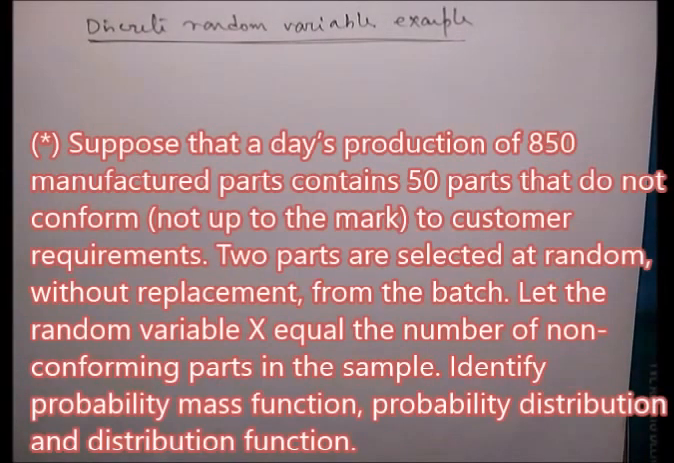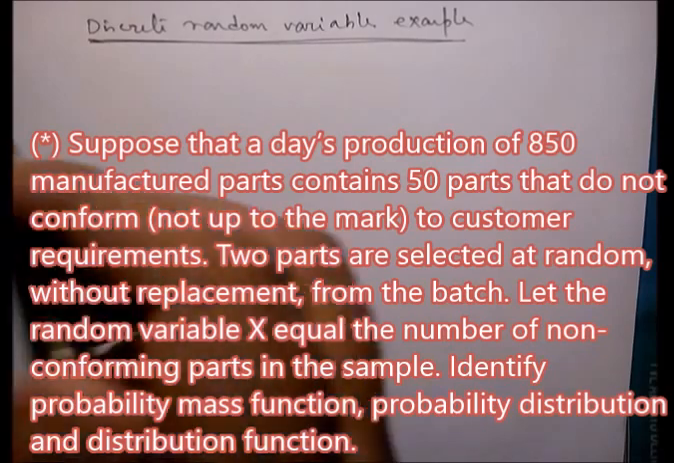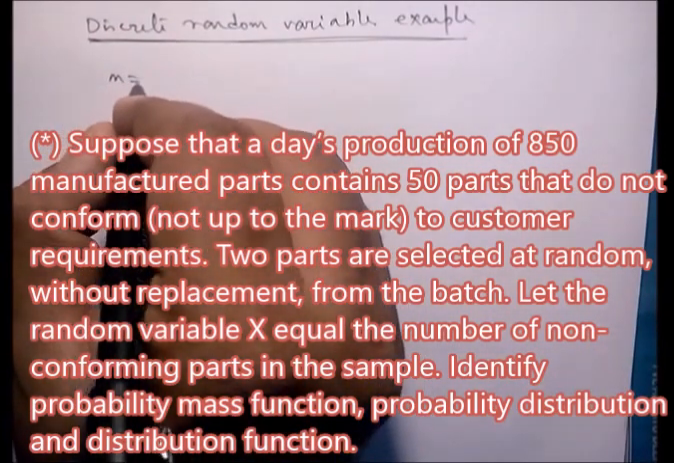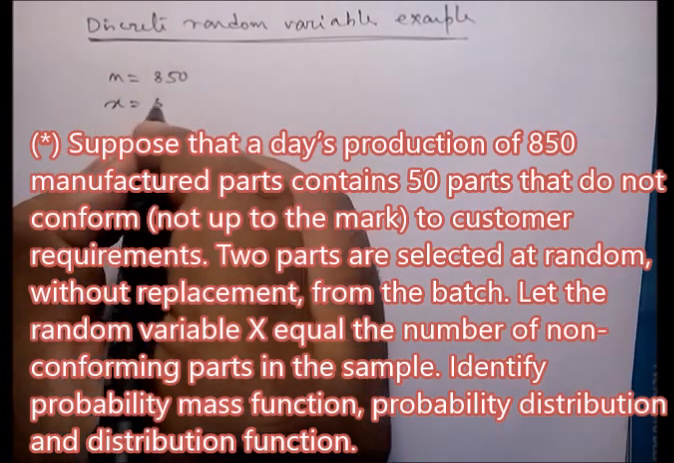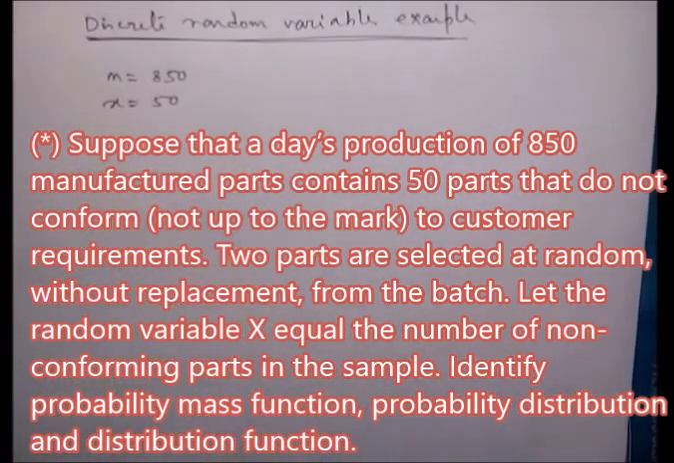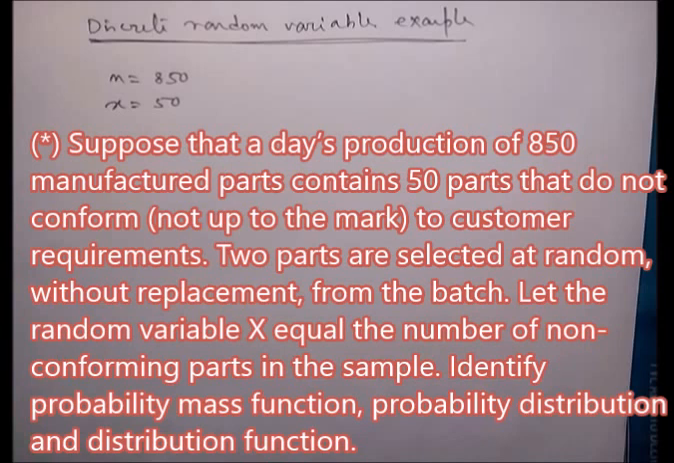Okay, next problem. Suppose that our day's production of 850 manufactured parts contains 50 parts that do not conform to customers' requirement. So N is equal to 850 parts. Out of 850, 50 parts do not conform, meaning they are damaged with respect to the customer requirement.